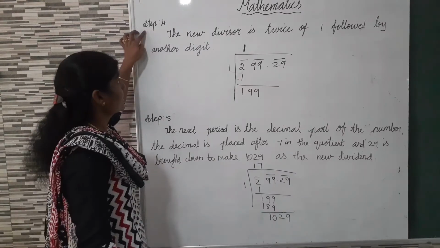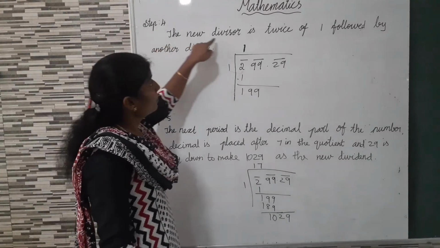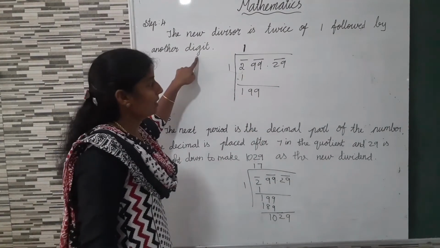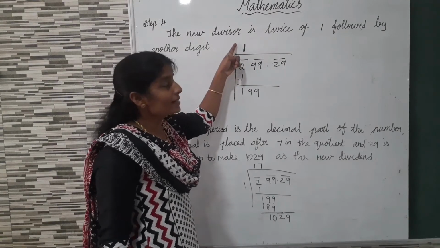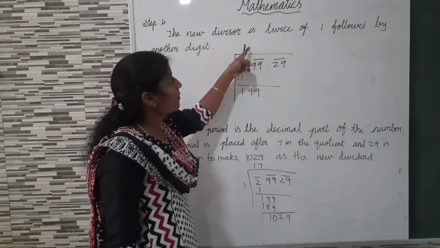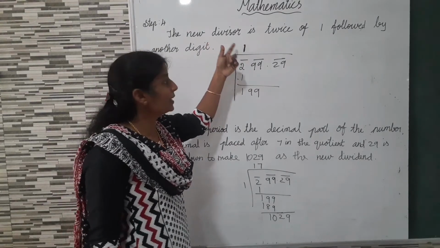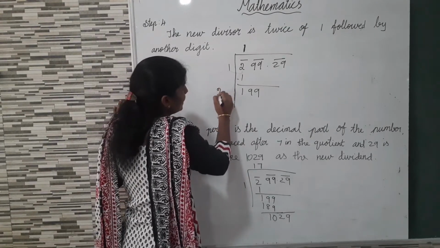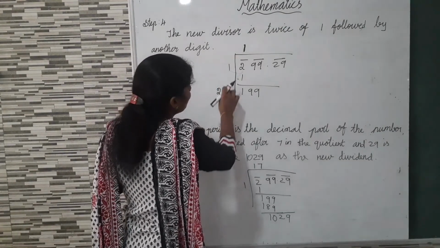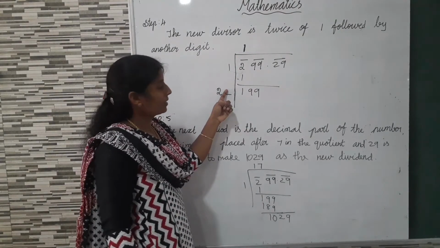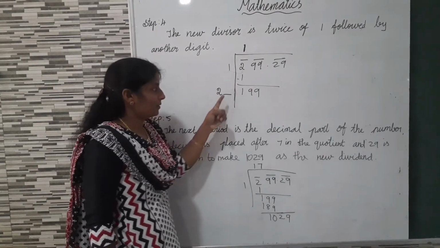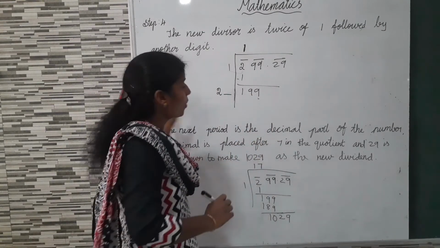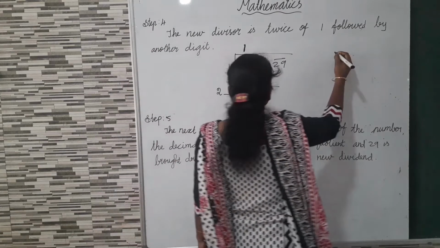Step 4: the new divisor is twice the quotient followed by another digit. Here, what's the quotient? 1. Twice 1 means 1 into 2. Multiply by 2, so we get one new divisor, that is 2. Then we want to find the number here, to fill this blank. One's digit is 9. What are the numbers possible?